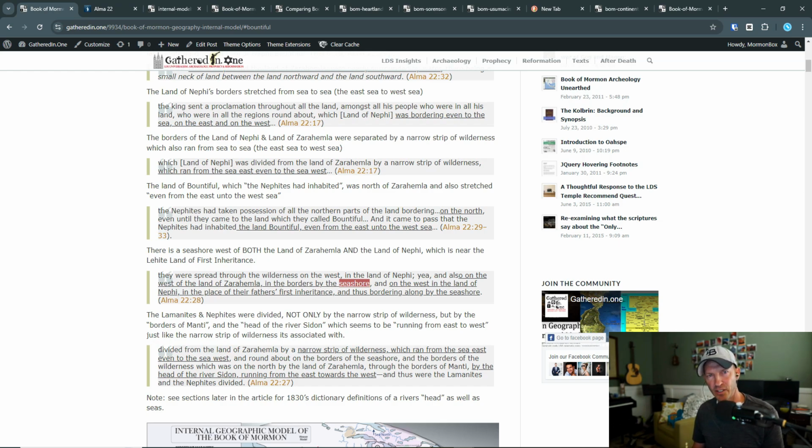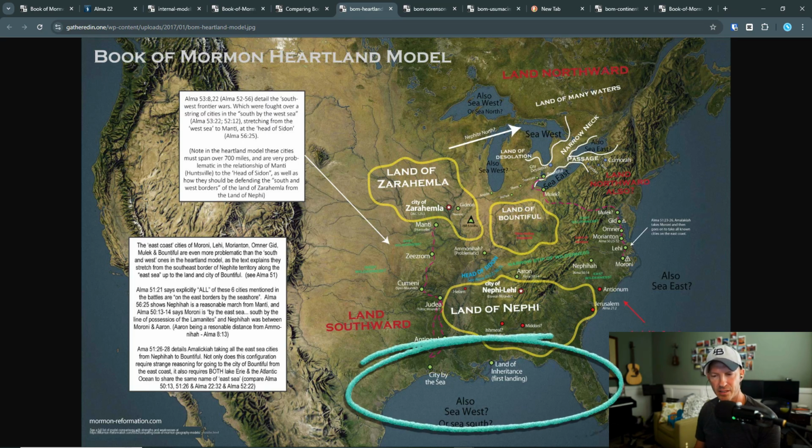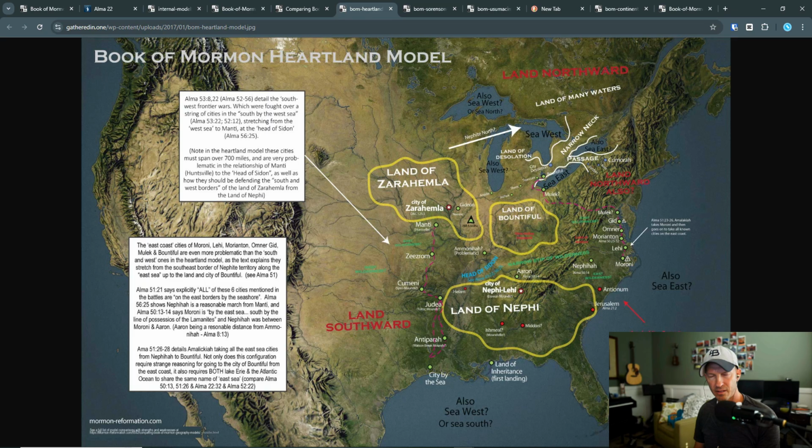So the place of their father's first inheritance. Like I said, there is another verse that draws this conclusion even stronger, showing that the land of the father's first inheritance was on the west sea. So once again, this is a real weakness, because let's go to the Heartland Model. Their land of first inheritance, I've heard them put it in Florida, or other times here, other times maybe over here. But it's always on the south, and it's not on the west in the land of Nephi. Maybe you could say it's in the southwest and he just wasn't being clear enough.